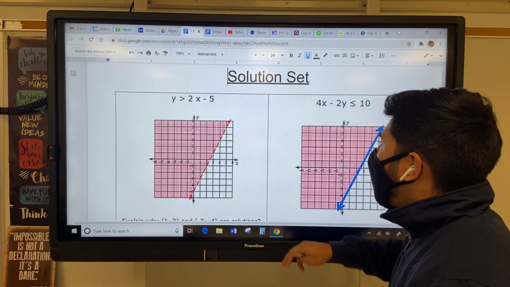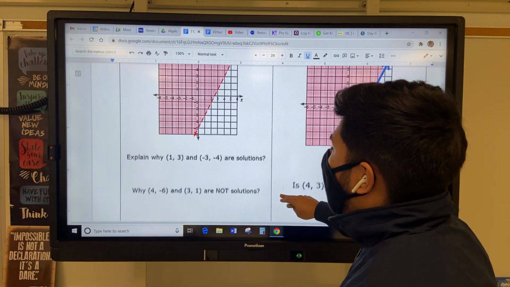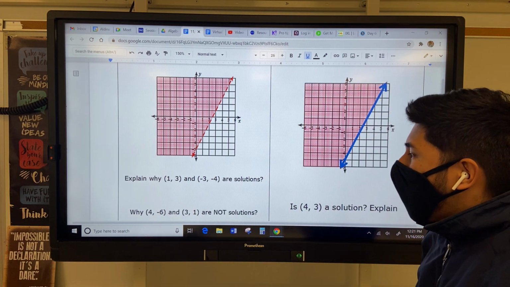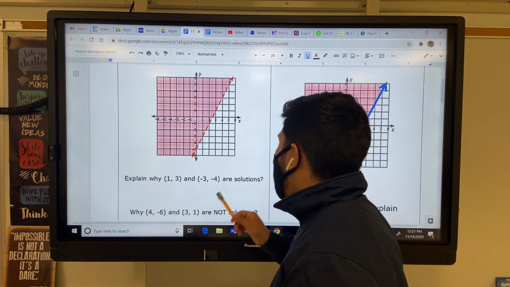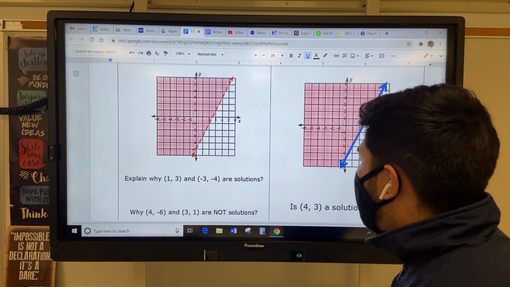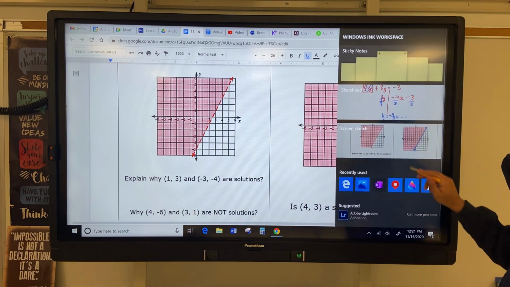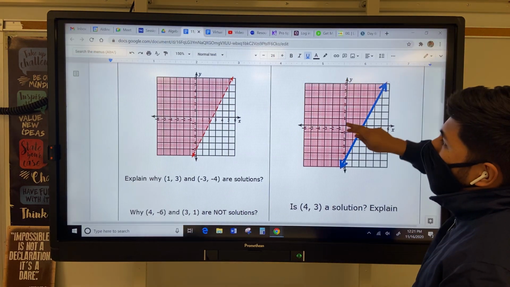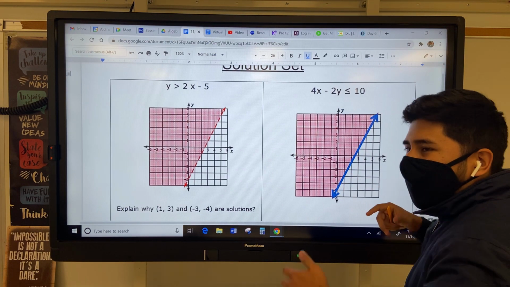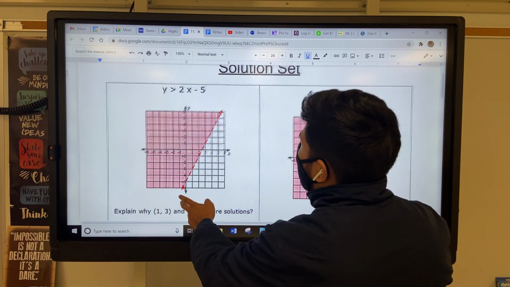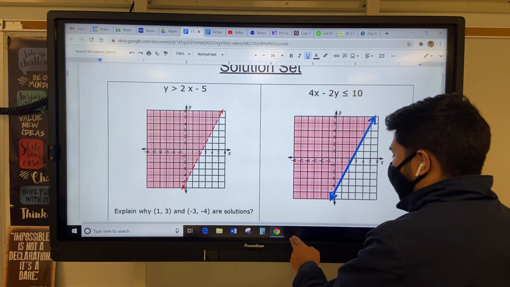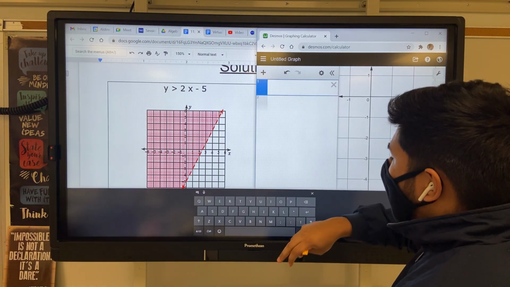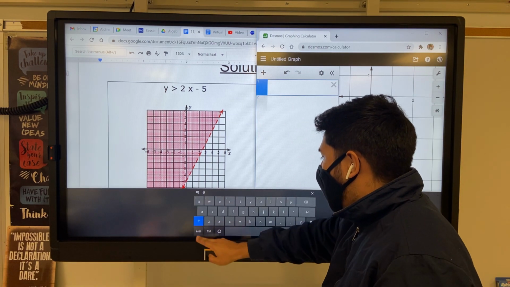Okay? Looking at this first example, it's going to ask us a specific question. It says, explain why (1, 3), (-4, -3), and (-3, -4) are solutions. So we have to graph these points. Okay? I think they hooked us up. So, you know what? Let's use Desmos. Let's use some fun, right? Let's get some Desmos up in here. Boom. We'll put that function in.